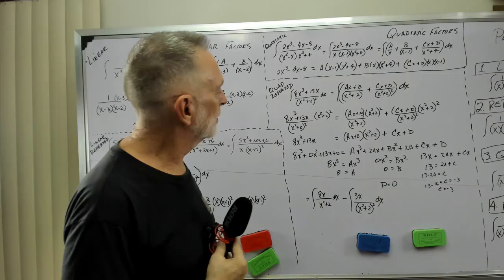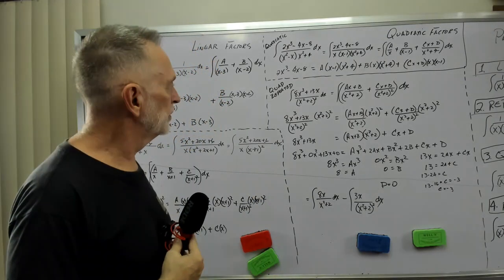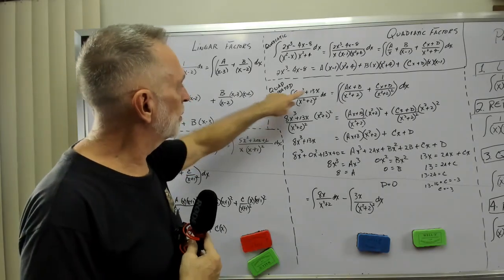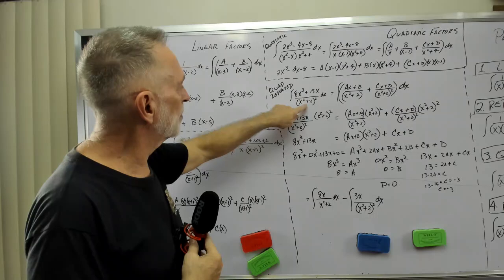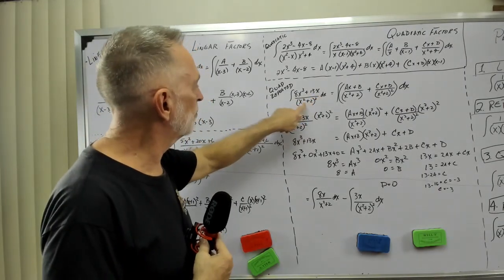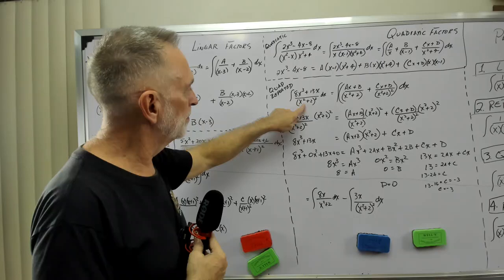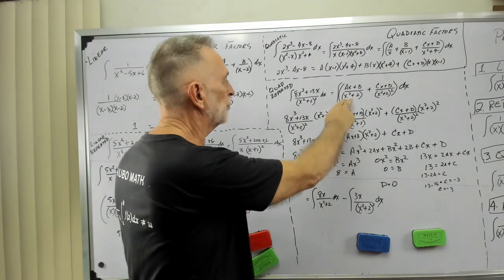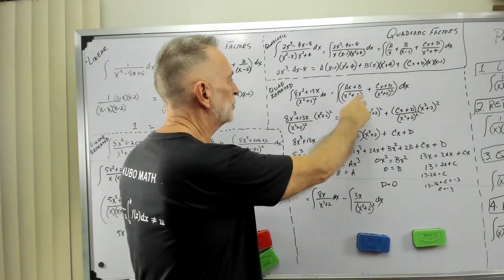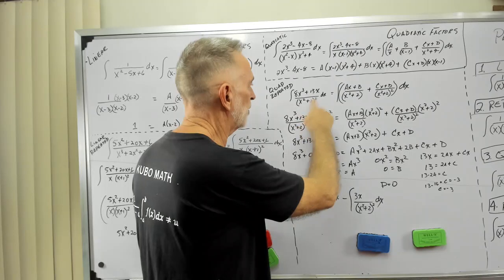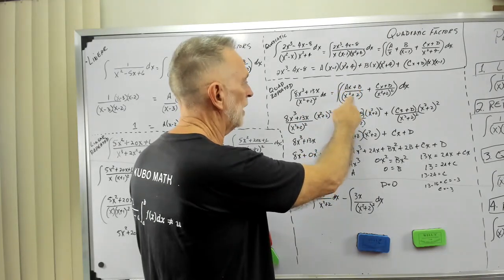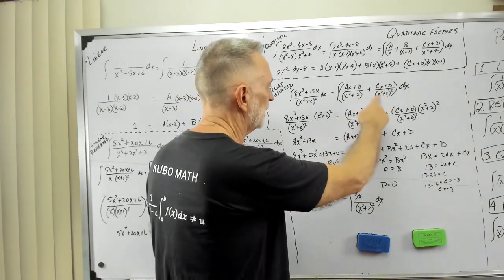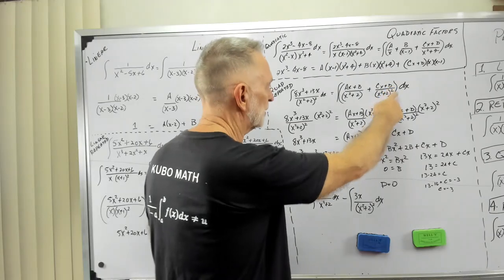Now, repeated quadratic terms. In this case, we have the integral of 8x cubed plus 13x over x squared plus 2 squared. So I have a repeated quadratic term. So I have to have a partial fraction for each of the powers of that quadratic term. So I have Ax plus B over x squared plus 2 to the first power plus Cx plus D over x squared plus 2 to the second power.